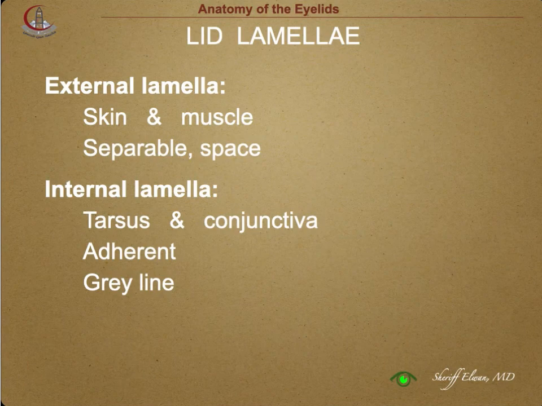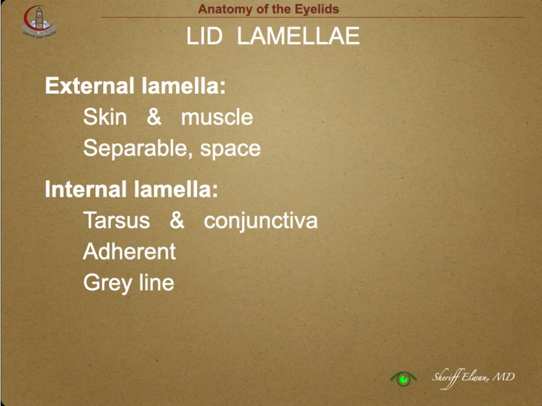Now, these layers are arranged into two lamellae, and the lamellae are the units that we deal with during surgery. The external lamella is composed of skin and muscle, and the internal lamella is composed of tarsus and conjunctiva. The external lamella is easily separable into its two components, with a space under the skin, contrary to the layers that are forming the internal lamella, which are very adherent to one another. That is, the tarsus to the palpebral conjunctiva, and you cannot separate both.